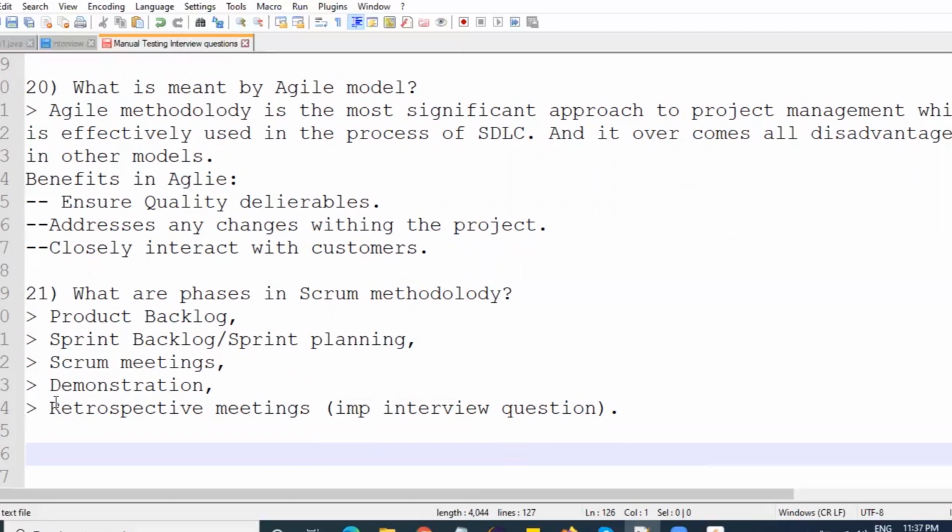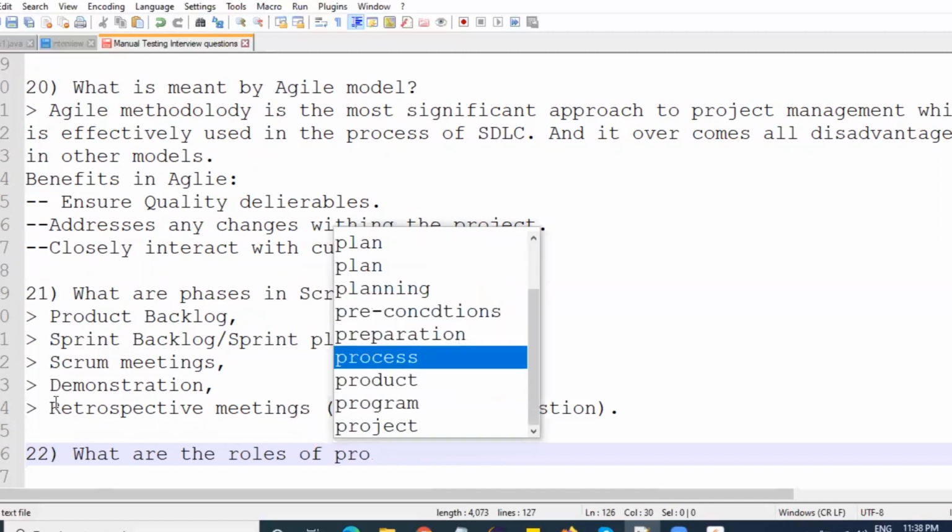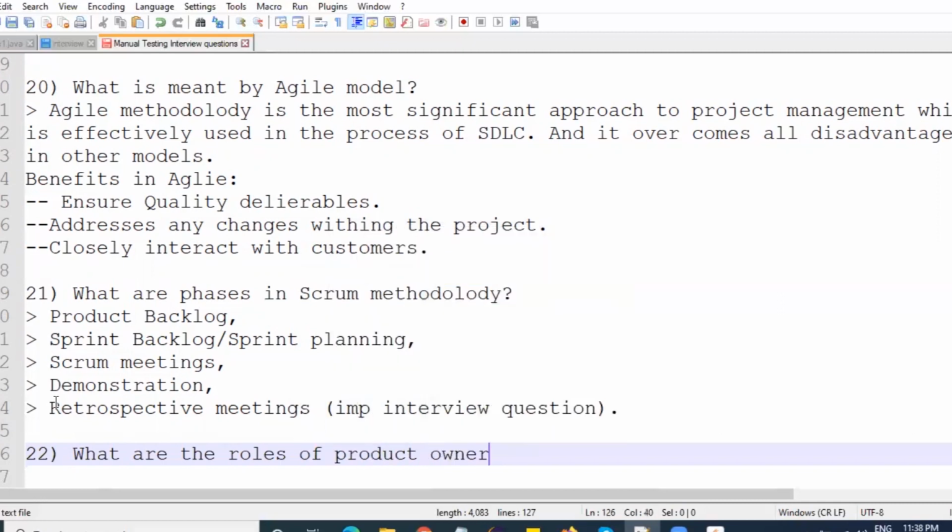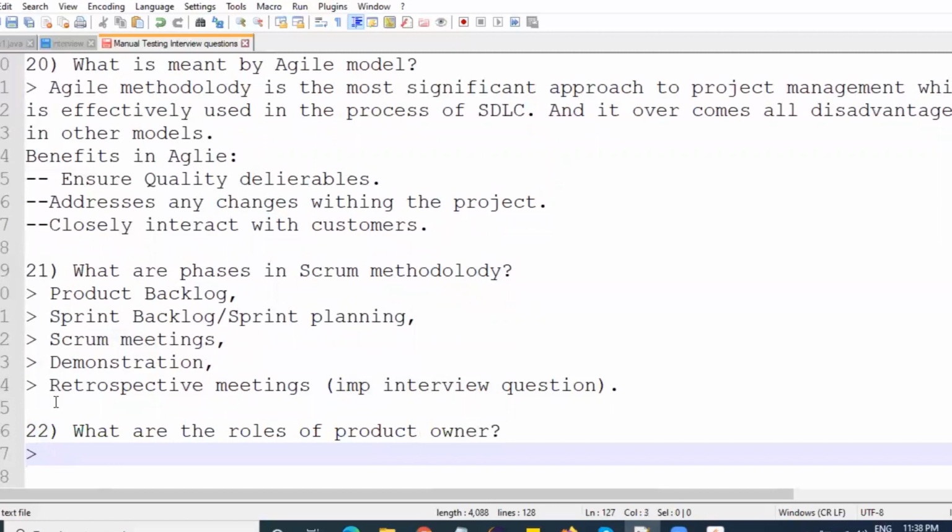Agile contains these phases. The second one is, in Agile we have different members. Those members we call product owner, Scrum master, Scrum team, Dev team, and so on. So let's see what are the roles and responsibilities of the individuals. First is the roles of the product owner. Now let's see the different roles of the product owner.